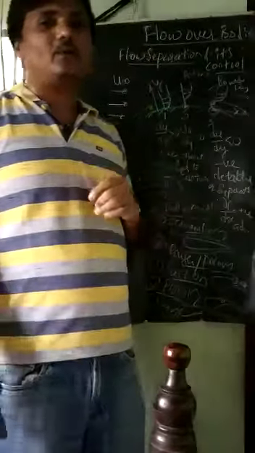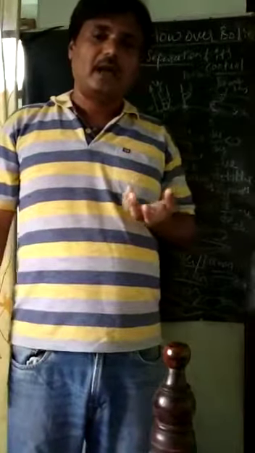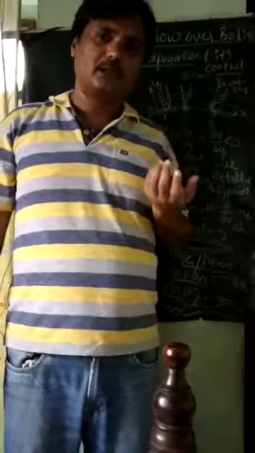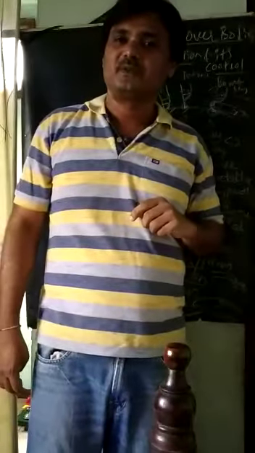So this is about how we can define flow separation mathematically and how we can control it by different methods. These are the five methods to control flow separation.